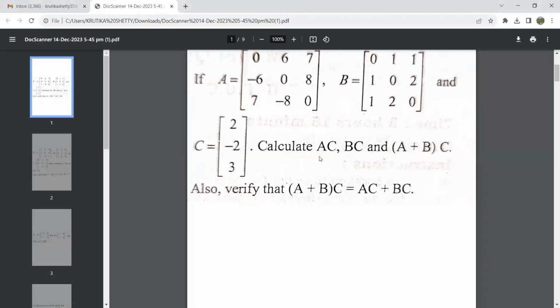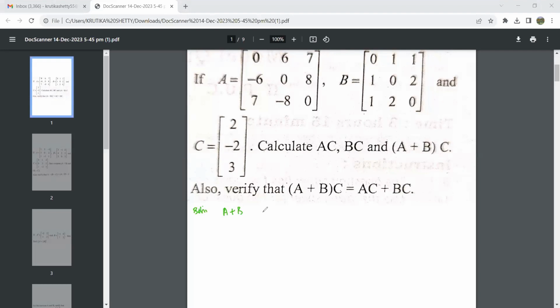We need to calculate first AC, then BC, and then (A plus B) into C. Also we need to verify that (A plus B) into C is equal to AC plus BC. So we need to calculate three matrices. As per what they have asked us to verify, we will solve this example. In the solution, first we will discuss A plus B. We will start with the LHS.